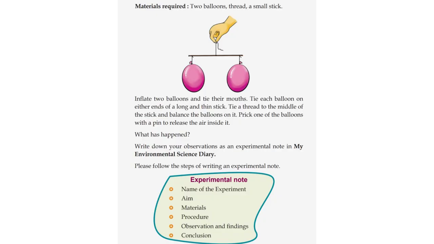What has happened? Write down your observations as an experimental note in my environmental science diary. Please follow the steps of writing an experimental note. So in an experimental note we have to write the name of the experiment, aim, materials, procedure, observation and findings, conclusion. Now let's write the experiment.